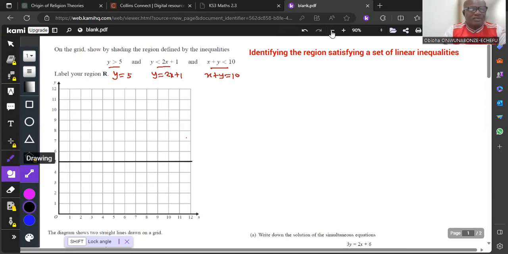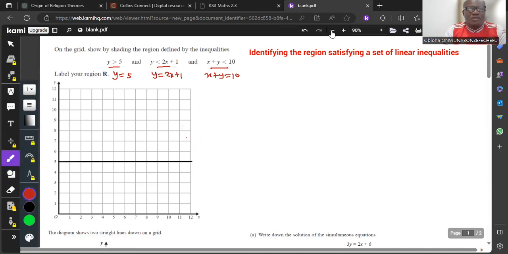Then for y equals 2x plus 1, you could make a small table, x, y. Choose any two values on the x-axis. Let me choose 2 and 4, and find their corresponding values of y. Y equals 2x plus 1. So when x is 2, y is 2 times 2, 4, plus 1 is 5. And when x is 4, 2 times 4, 8, plus 1 is 9.